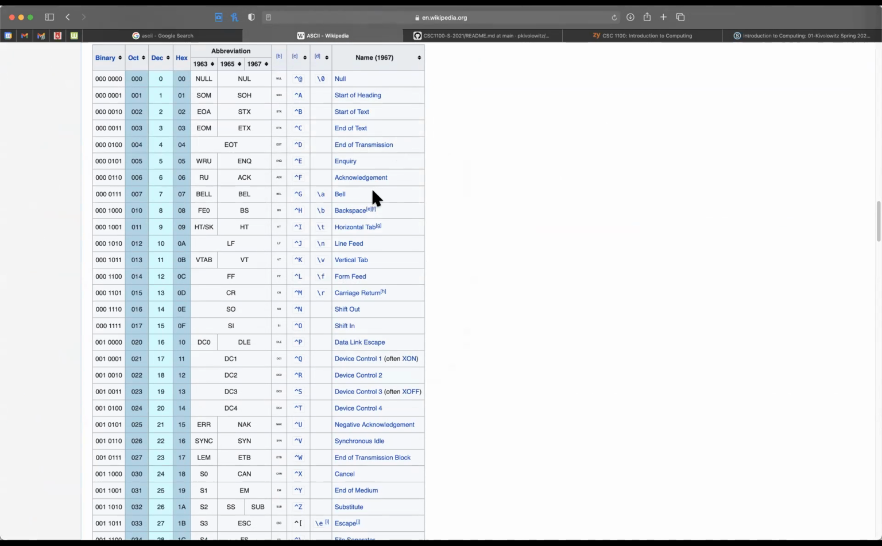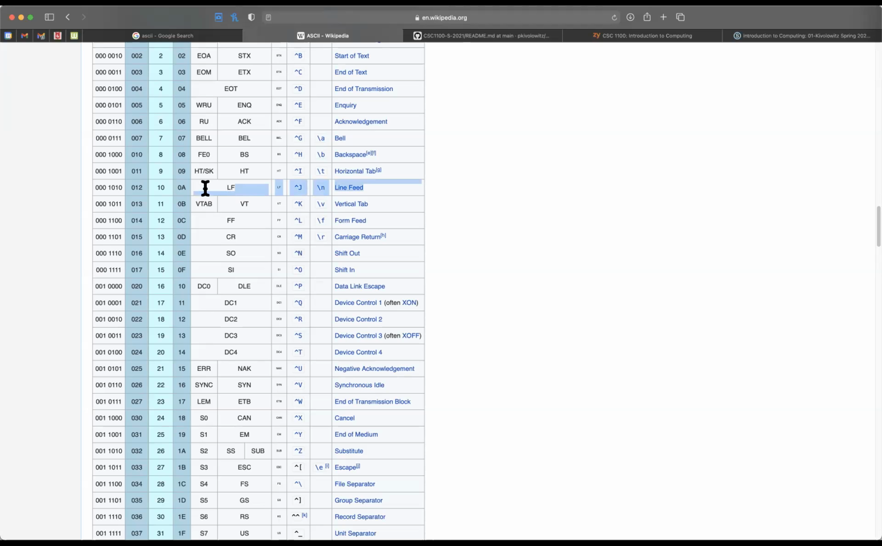Control G. Control H is the backspace. J is the line feed. K is the vertical tab. L, I said, is the form feed. M is carriage return. And so there you are. There's J. So Control J. Hey, you know what? I actually said Control J, so I did get it right. I think I said Control J. Oh, no, I said Control J is a vertical. Okay, I conflated J and vertical tab.